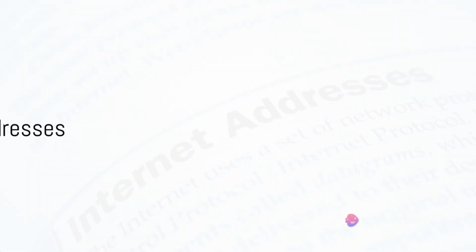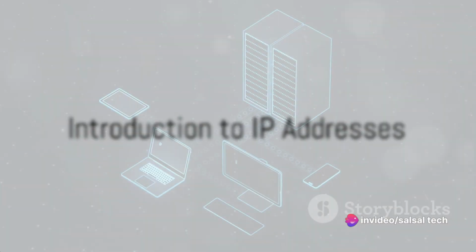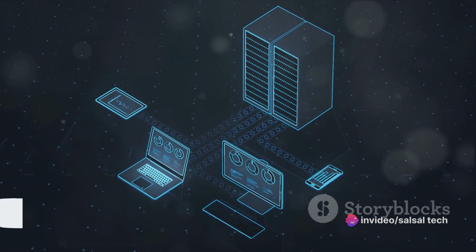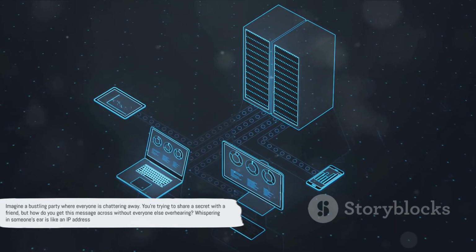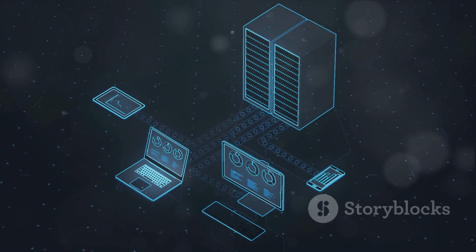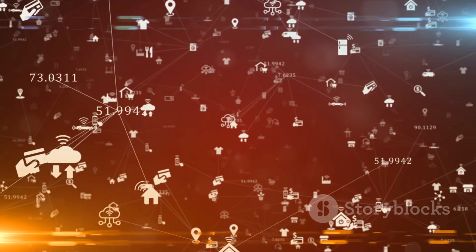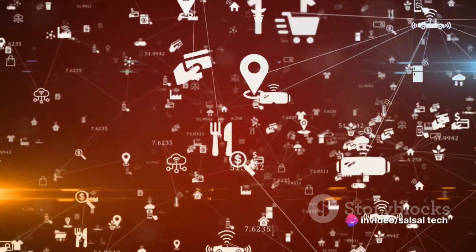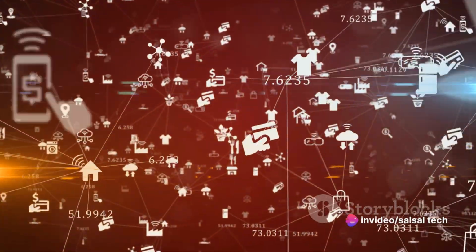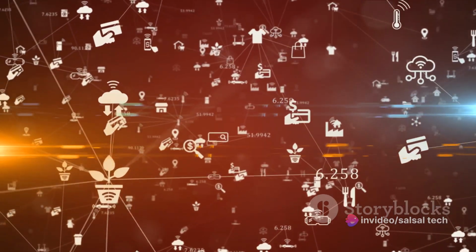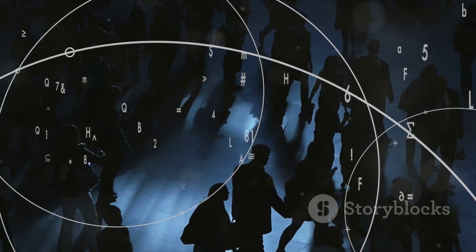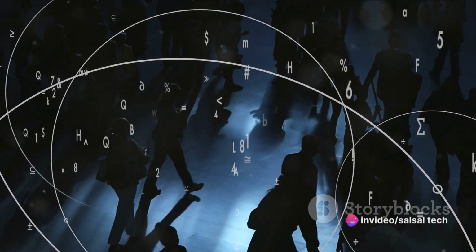Ever wondered how your computer communicates over the internet? It uses something called an IP address. To paint a picture, imagine you're at a bustling party where everyone is chattering away. Amidst the hubbub, you're trying to share a secret with a friend. But how do you get this message across without everyone else overhearing? Well, you'd probably pull your friend aside and whisper it to them, right? That's essentially what an IP address does.